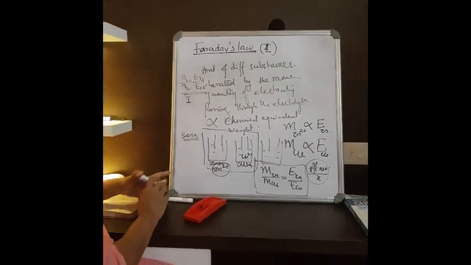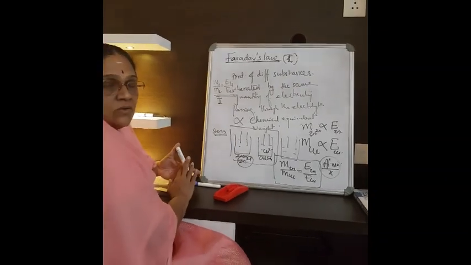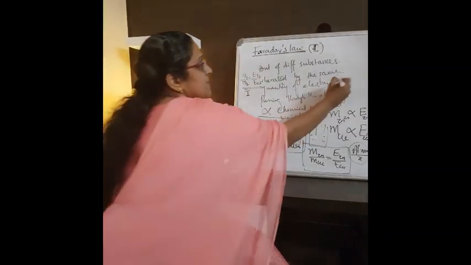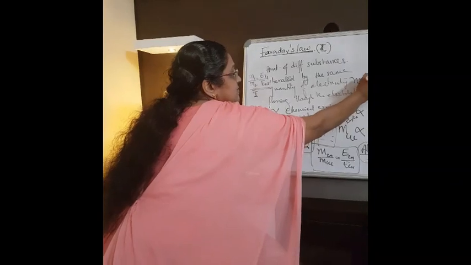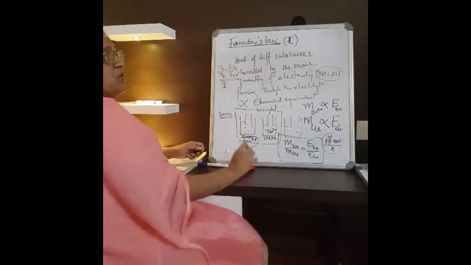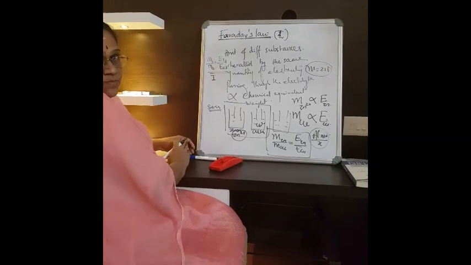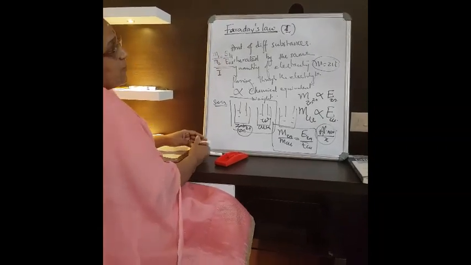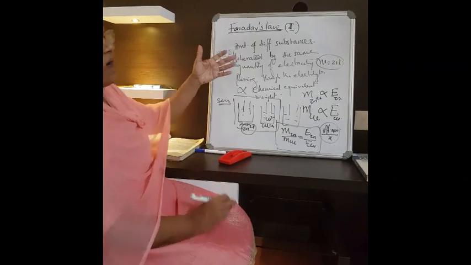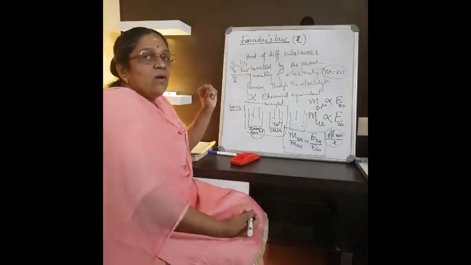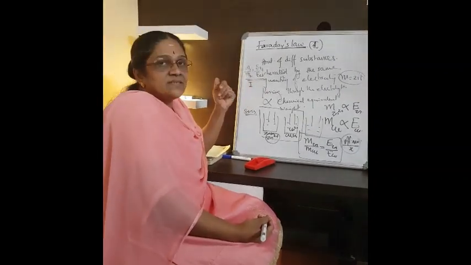So, you got it? Faraday's first law and Faraday's second law. So, Faraday's first law states what? M is equal to ZIT. Just remember this, then you can write on your own. Second is M1 by M2 is equal to E1 by E2. Okay. So, this is all about the second law. Now, we will see how we apply Faraday's laws onto our electrolytic cell.